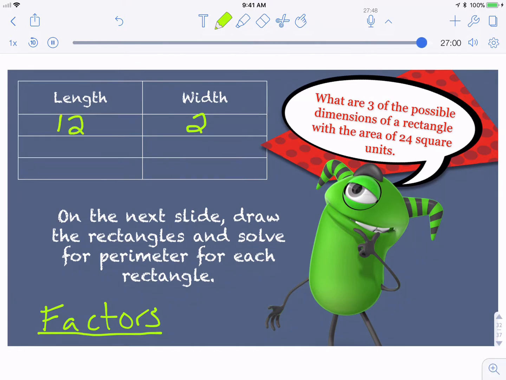Go ahead and fill in the other 4 boxes. And then on the next slide, you're going to draw the rectangles and solve for perimeter for each rectangle. So you're going to take your lengths and your widths, you're going to draw them out, and then you're going to solve for the perimeter.